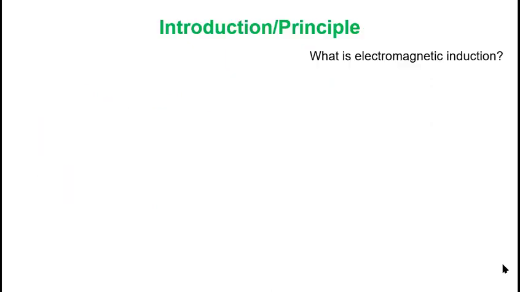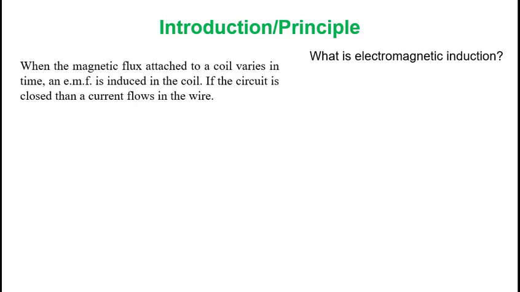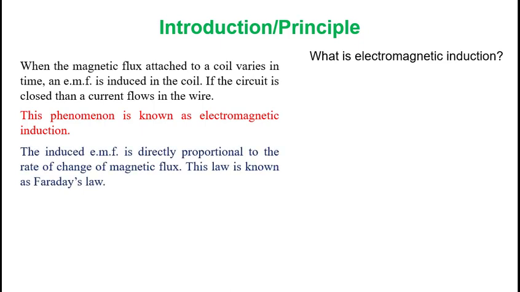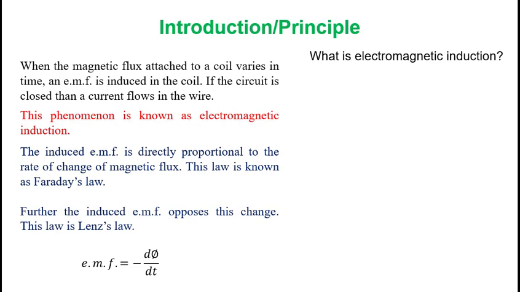So let us start with the electromagnetic induction. So what is it? When the magnetic flux attached to a coil varies in time, an EMF is induced in the coil. If the circuit is closed, then a current flows in the wire. This phenomenon is known as electromagnetic induction. The induced EMF is directly proportional to the rate of change of magnetic flux. This law is known as Faraday's law. Further, the induced EMF opposes this change. This is Lenz's law.